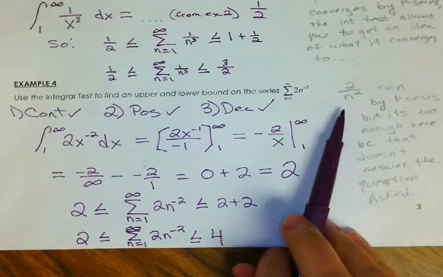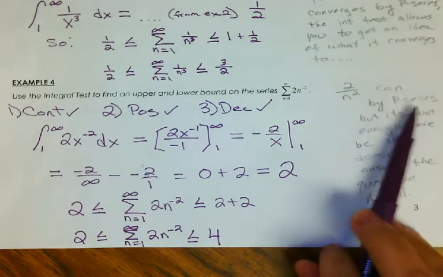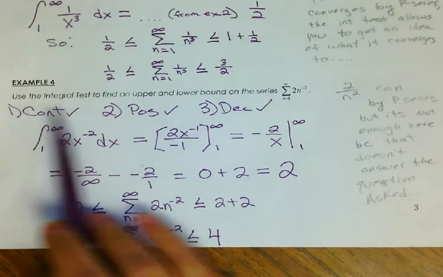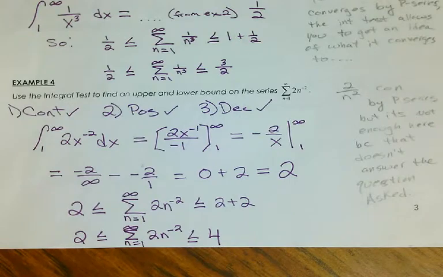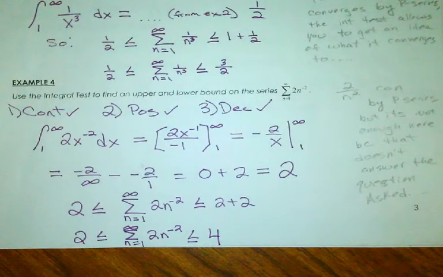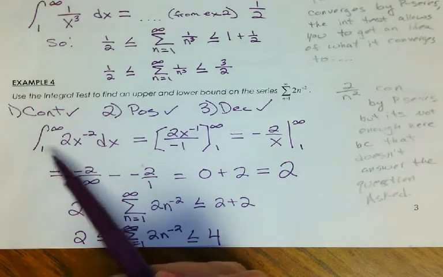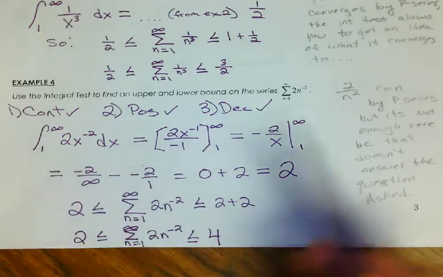Again, we could tell pretty quickly that this converges by p-series. But what if the test question says, use the integral test to find an upper and lower bound? Obviously, if it is multiple choice and it just says converge or diverge, you would use a p-series here. But since we want to know more information, we are going to go ahead and do the integral test.